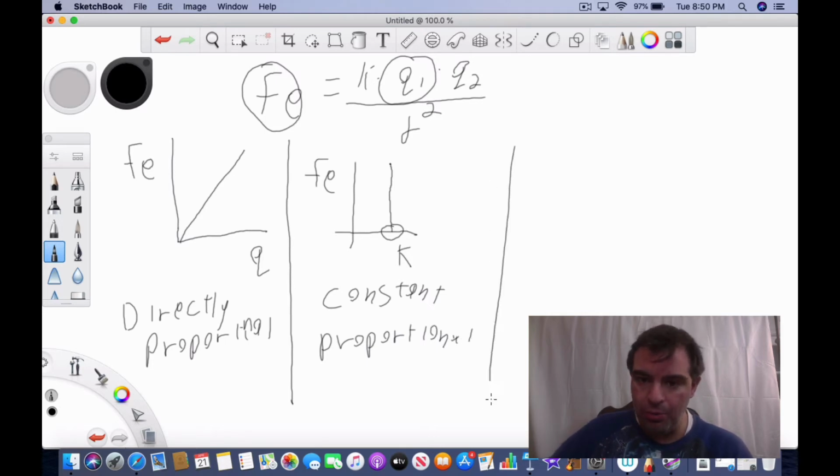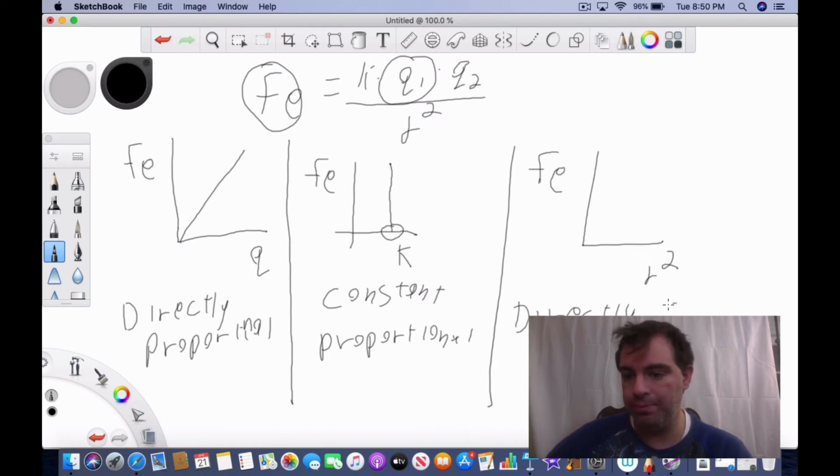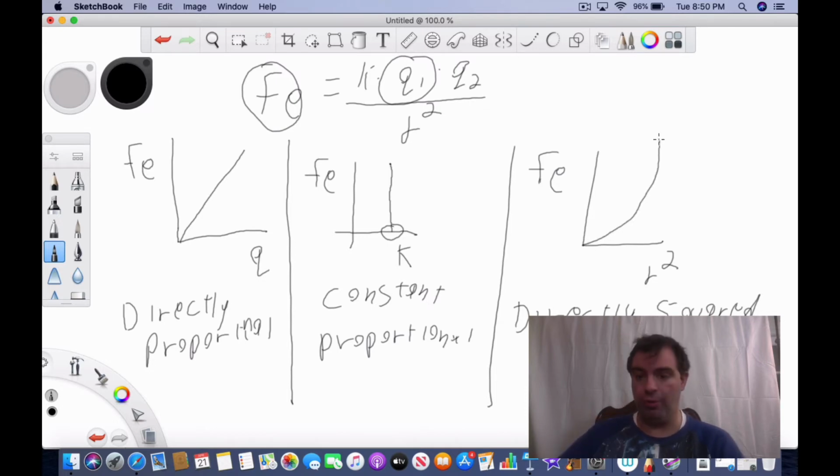The third relationship that we have to examine is the relationship between electrostatic force and r squared. That is a directly squared proportional relationship. And the graph is going to go up like this and it's going to curve.